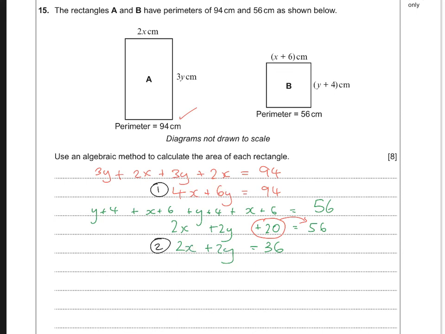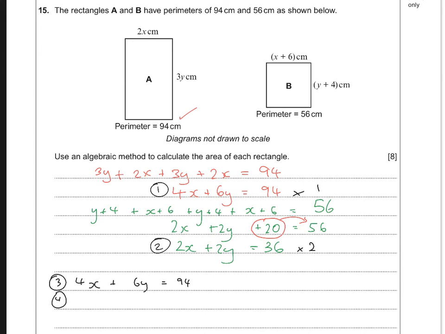I'm going to go with the smallest number, so I'm going to get the x's the same. To do that, I'm going to times that one by 2. I'm just going to leave that one as it is. I'm going to times it by 1. So 4 times 1 would just be 4x. I'll call this 3 and 4 as well, okay? So 4x plus 6y is equal to 94.